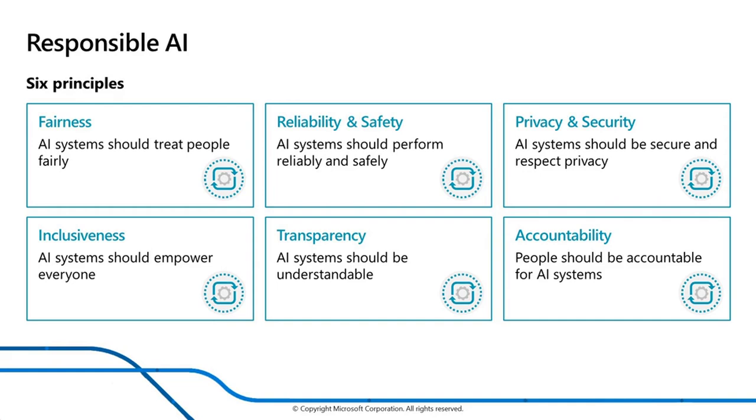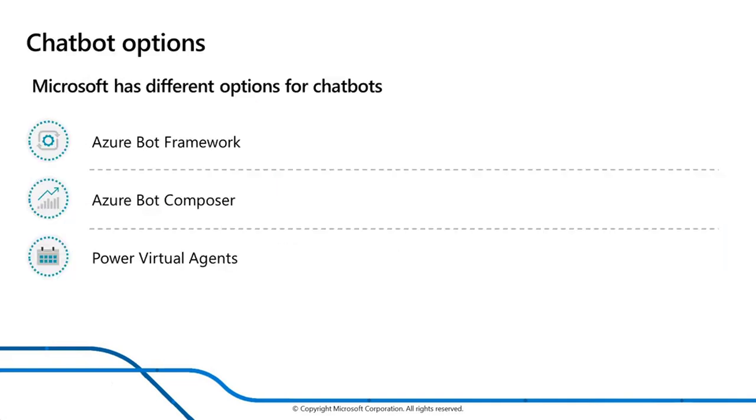Accountability, so it needs to be responsible. The people should be accountable for the AI system; the AI system is not responsible here. People are in charge of using and maintaining this system. So these things about AI are super important from a Microsoft perspective. Now, the chatbot options right here.